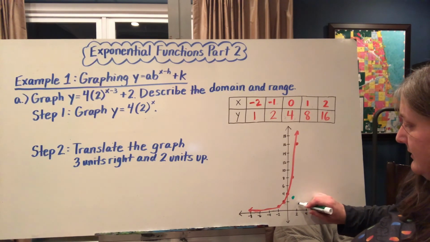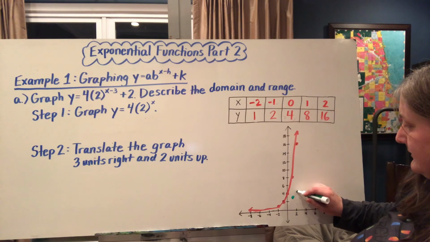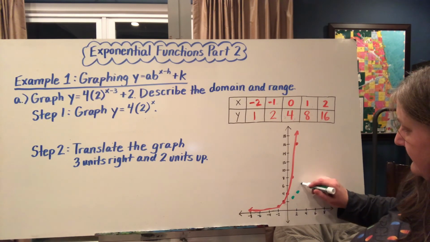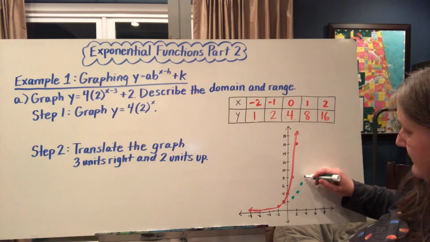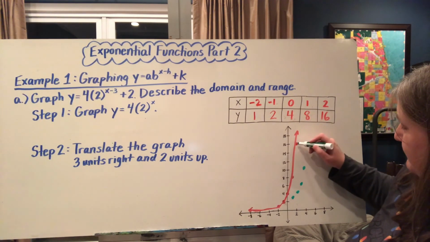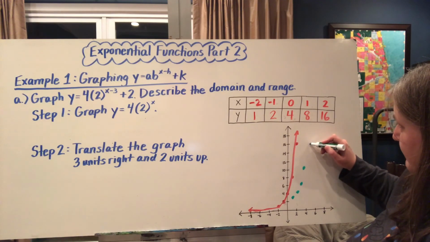3 to the right, up 2 spaces. 3 to the right, and then up 2 spaces. 3 to the right, up 2 spaces. And 3 to the right, up 2 spaces.